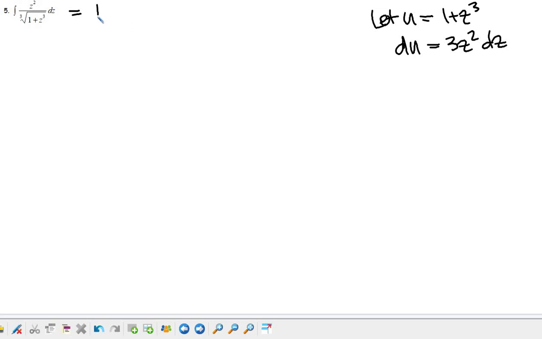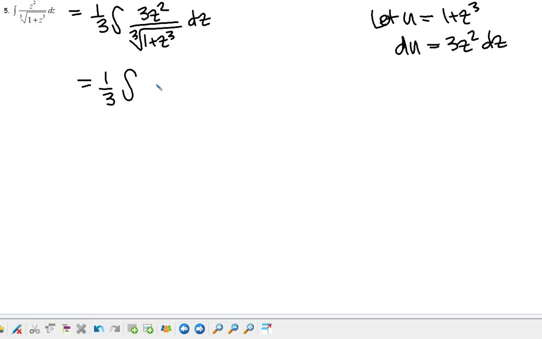So if I'm going to add in a 3, then I have to take out a 3, which means divide by 3 or multiply by 1/3. So then I have 1/3 times 3z squared over the cube root of 1 plus z cubed dz. So I have 1/3 the integral of 1 over u to the 1/3. Just change it to radical form. Du, so the 3z squared times dz becomes du.